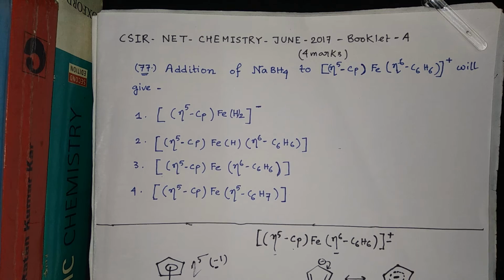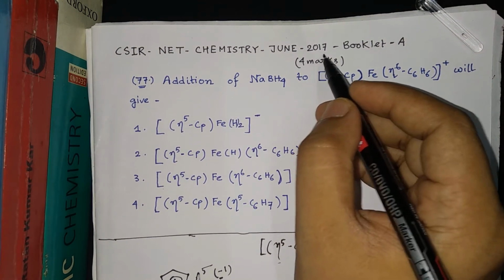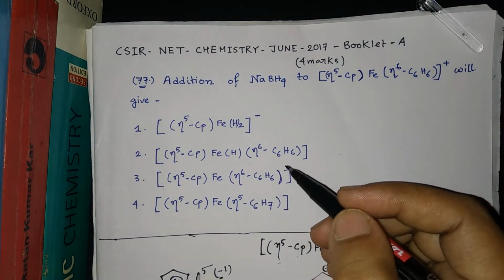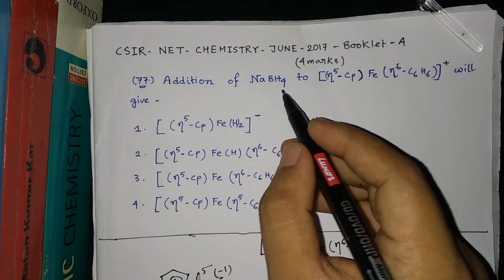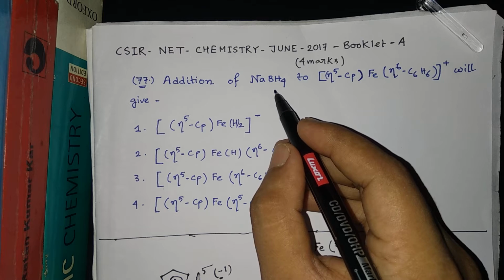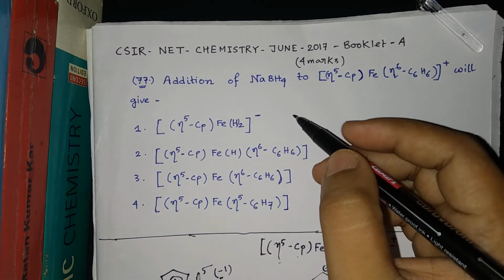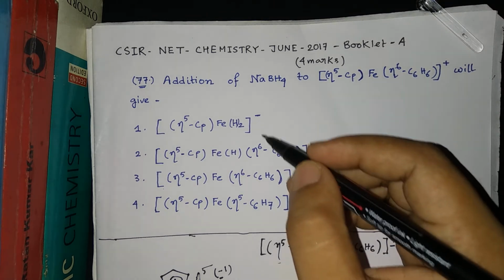Hello guys, today we will discuss the CSIR NET June Chemistry 2017 question booklet A, question number 77. This is a 4 marks question. The question is on your screen. Sodium borohydride is given. Sodium borohydride is a hydride donor and it will react with this complex and form a product. So which product will form among these four?